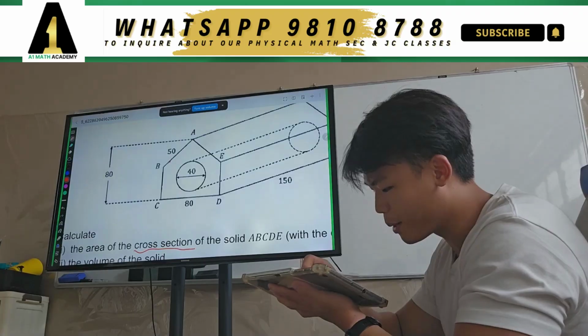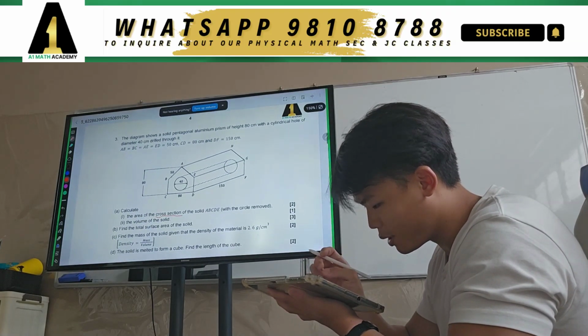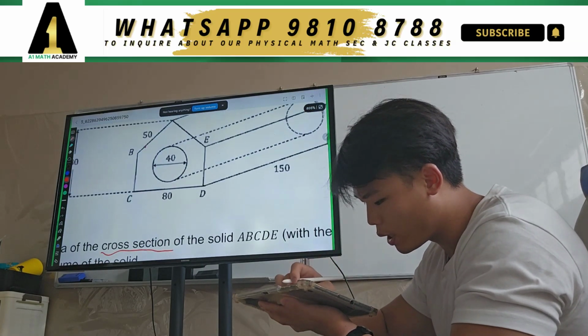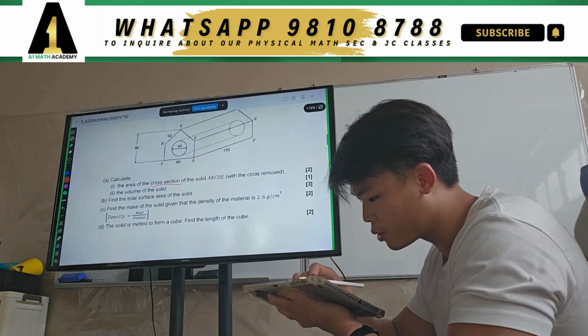Correct. Okay, so we do step by step first. We find the area of the circle first. So they tell us that. Oh, okay, they never say anything. So what's the area of the circle?